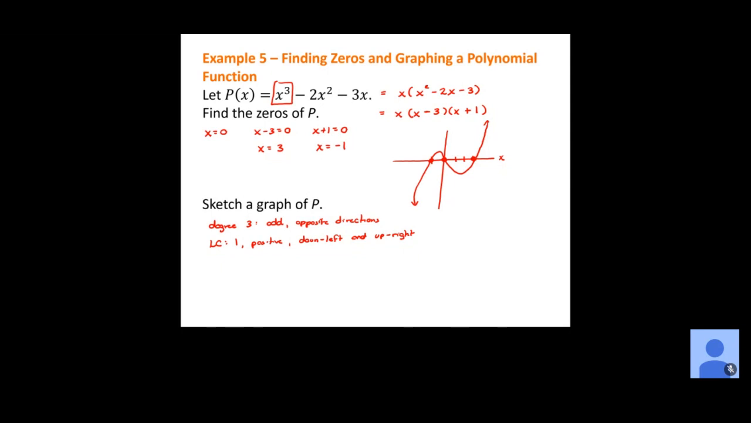And again, for right now, I don't know what the highest and lowest turning points are going to be, right? So all I'm really looking for is my end behavior, correct? And do we cross the x-axis at the right places, right? That's a rough sketch of what the graph would look like.